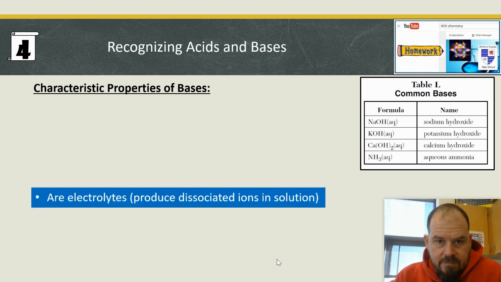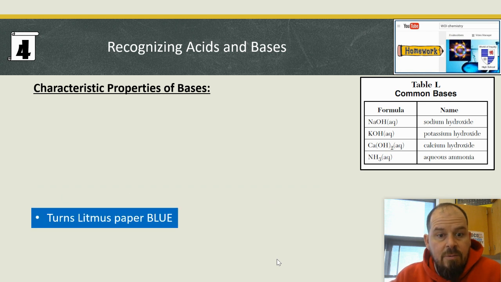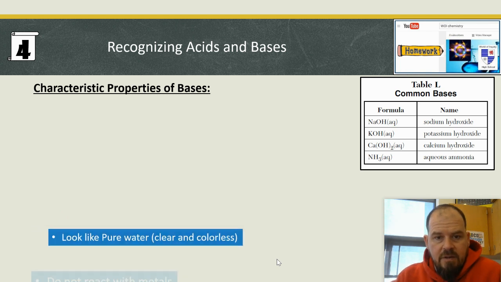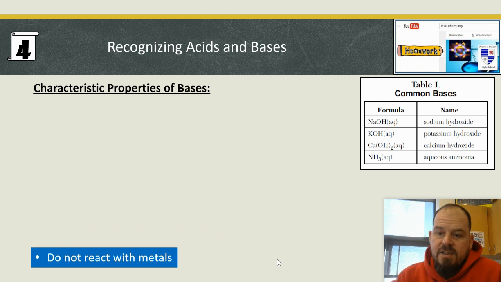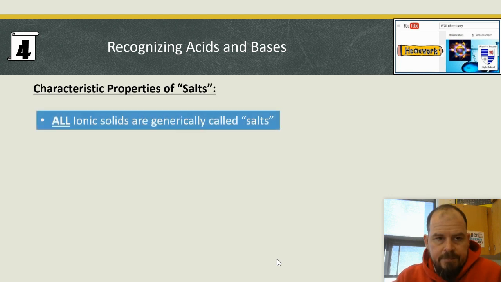They're also electrolytes. They produce dissociated ions in solution. They will turn litmus paper blue, not red. And many of them look like pure water, clear and colorless. These, though, do not react with metals. Only hydrogen reacts with metals, so that would be acids.